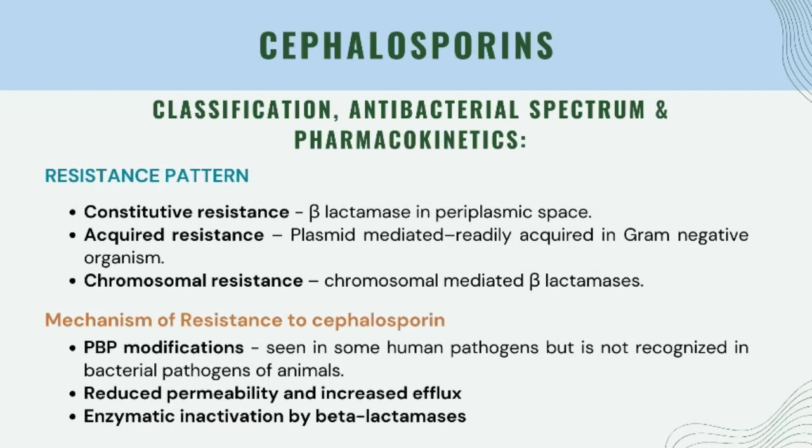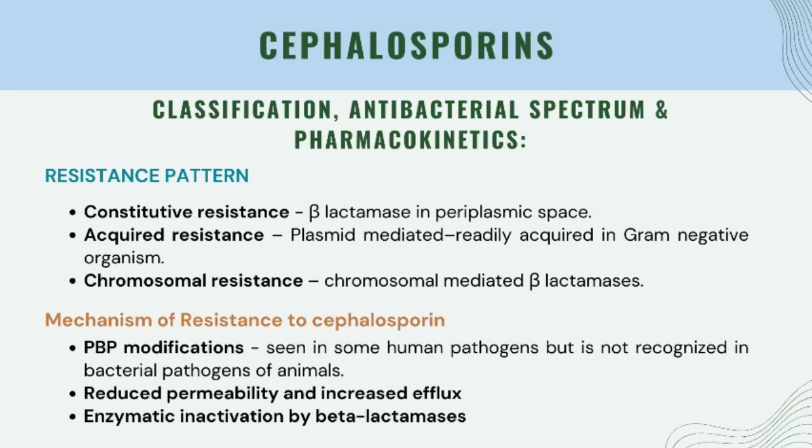Next is the resistance pattern in cephalosporin antibiotics. Resistance to cephalosporin antibiotics can occur through various mechanisms, broadly categorized into three types: constitutive, acquired, and chromosomal resistance. The constitutive resistance refers to the inherent resistance present in bacterial strains, often due to the production of beta-lactamase enzymes located in the periplasmic space.